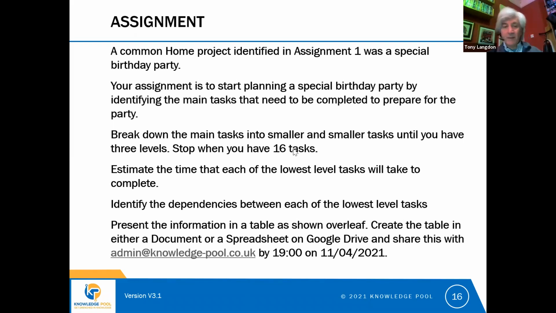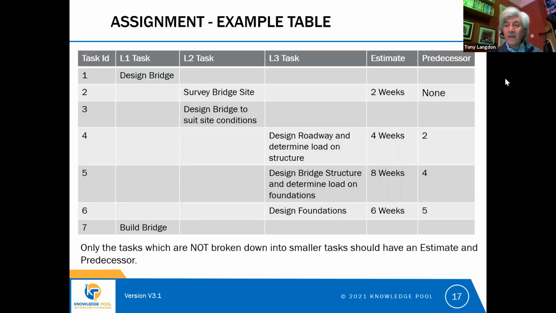And if I just show you this table, things might become a little clearer. So this is the sort of table that I'd like you to produce. You'll see that it's got 6 columns. The L1 tasks, they're the major tasks. So I've used our design a bridge example. So you would start with your major tasks, and you would break them down into level 2 tasks, such as surveying the bridge site and designing the bridge to suit the site conditions.